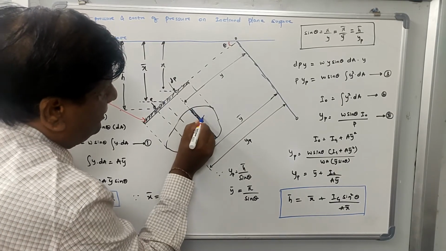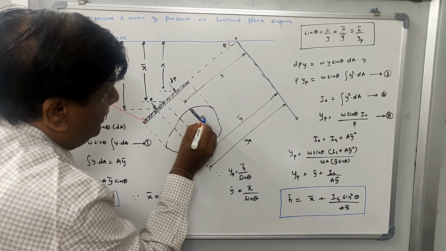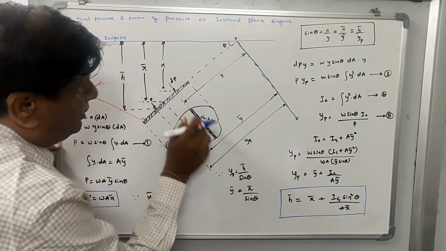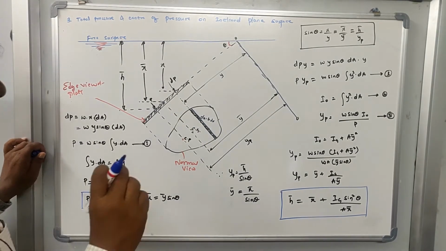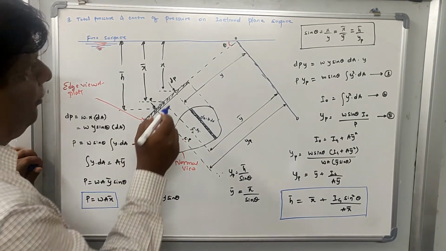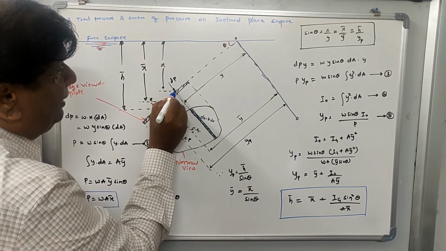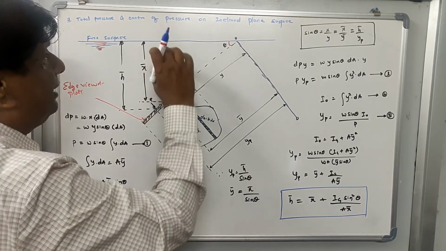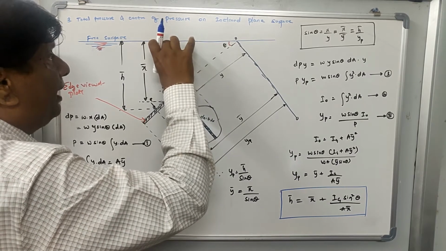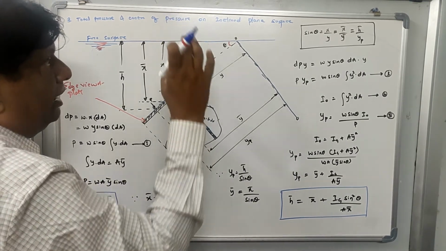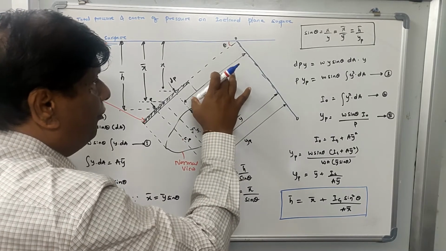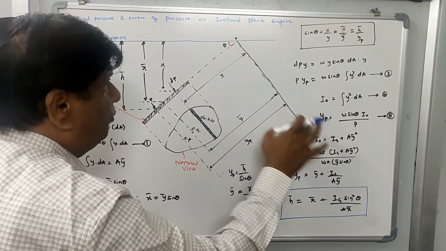So area, I will take this area as dA. This is equal to small b into dx. Width of this strip is b and depth is dx. This strip is at a vertical height of x from the free surface, and it is at a depth of y from the axis OO.